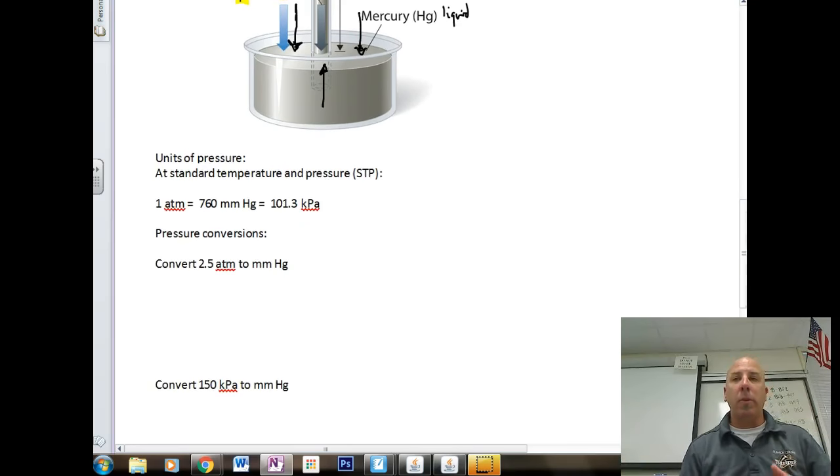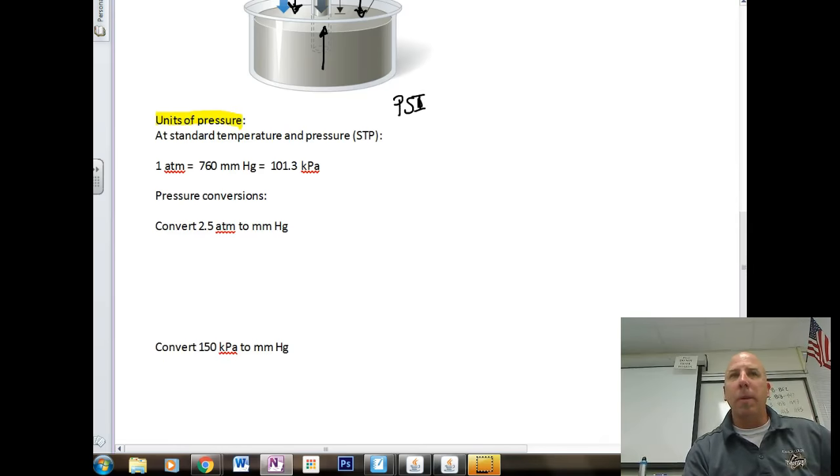For example, if you were to go to the gas station and pump up the tires on a car or truck, you would probably measure gas pressure in PSI, which is pounds per square inch. But in chemistry, we don't typically use PSI as a unit of pressure. In chemistry, we are going to use a couple of other units of pressure commonly.